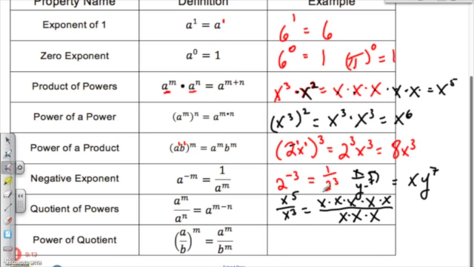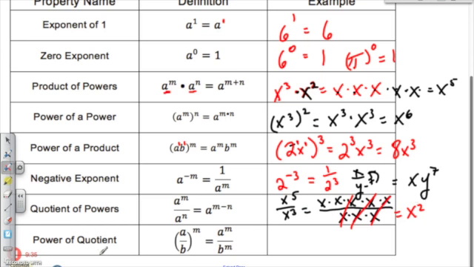And then we would do what we've kind of been doing with our unit analysis. We would cross out things that divide to be 1. So x over x, that goes to be 1, so that's gone. X over x, that goes, and that goes. And what's left is just two x's, which would be x squared. Notice that 5 minus 3 is 2.